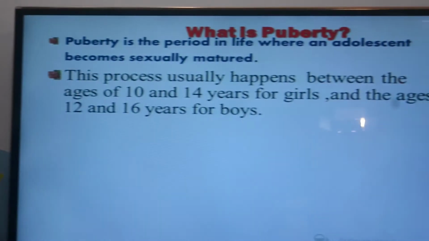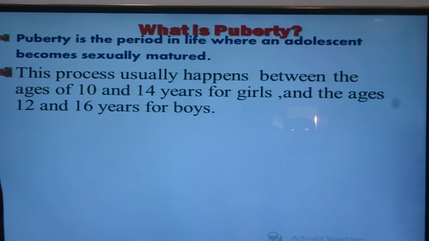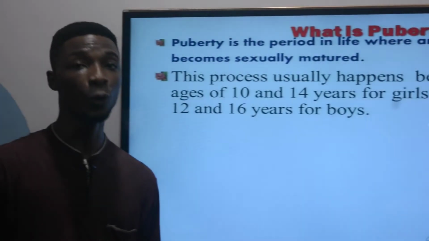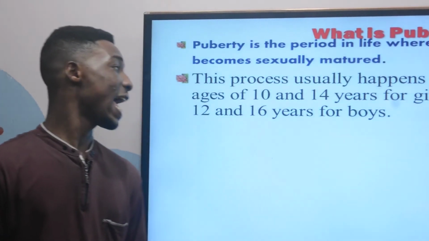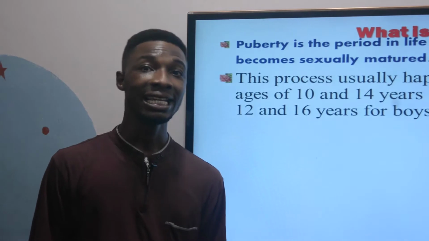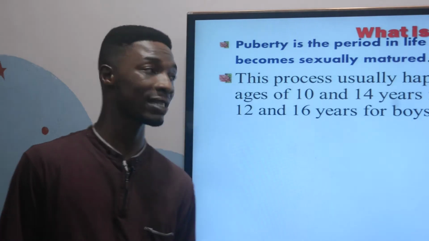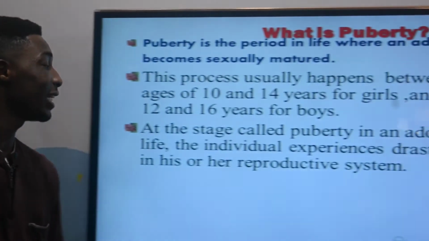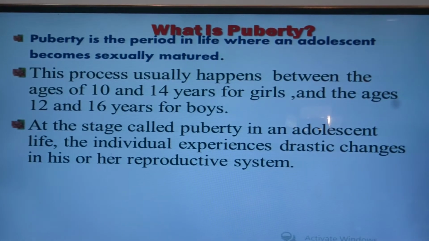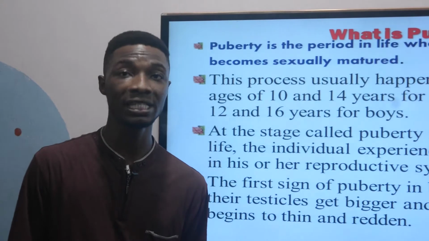So puberty usually happens between the ages of 10 and 14 for girls and the ages of 12 and 16 for boys. So for girls, by age 14, they must be fully grown in their sexual respects. And for boys, at age 16, they must be sexually matured and must be able to do everything the adult can do in terms of sex. At the stage called puberty in an adolescent's life, the individual experiences drastic changes in his or her reproductive system. There are a lot of changes that occur in the reproductive system during the puberty period.